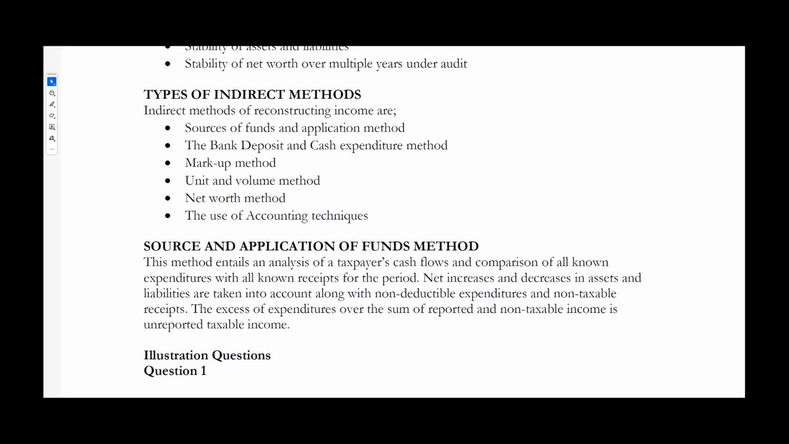So how many methods can you see on your screen? 6. Okay, so those are the 6 indirect methods that we have.